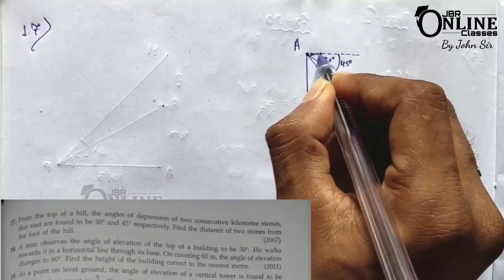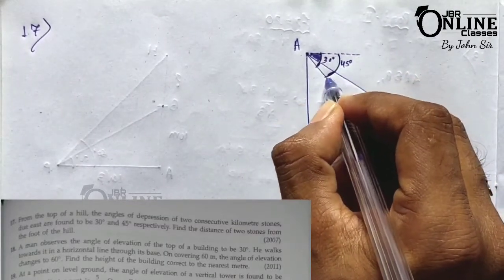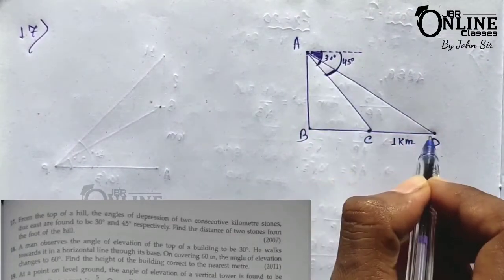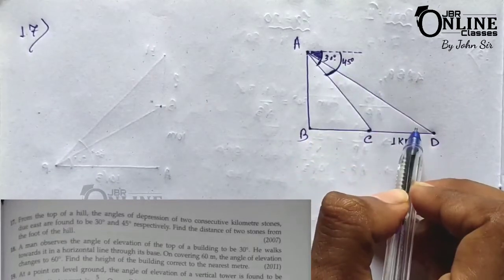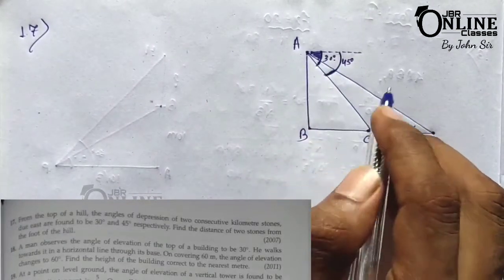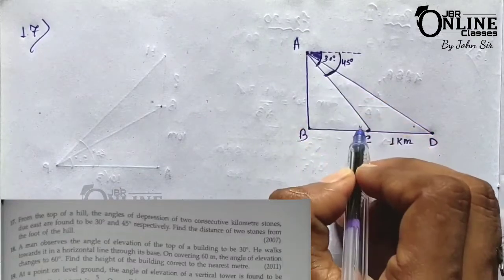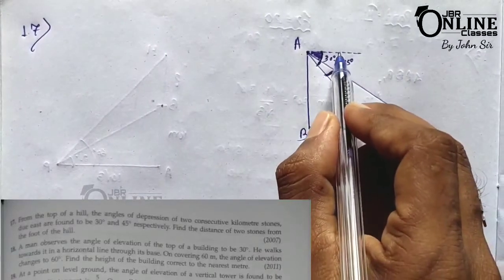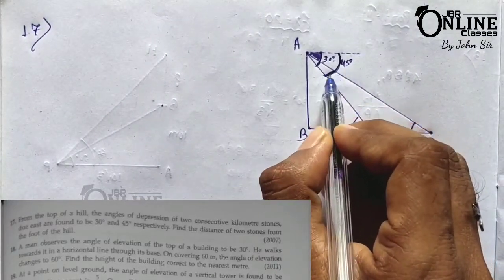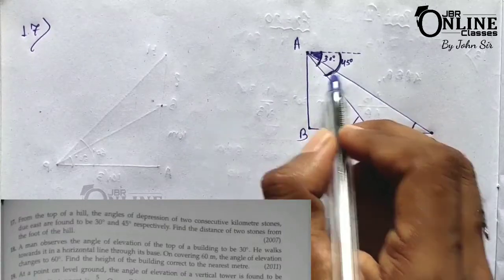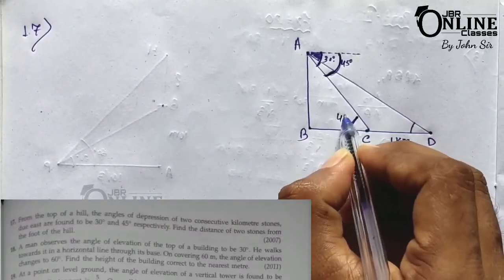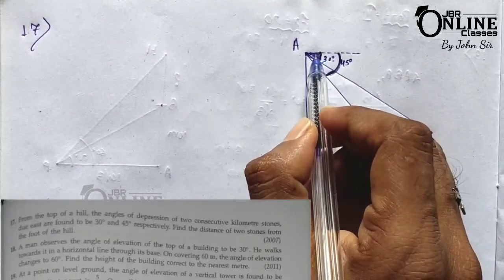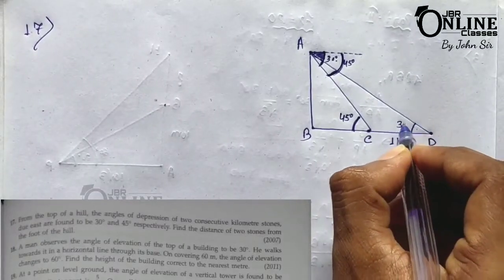So that is equal to 30 degree, the small angle, and the greater angle is 45 degree. As this line is parallel to BD, this angle is alternate to this one, and this small angle is alternate to this one. The greater angle, which is 45 degree, is the alternate angle of this one, so you can write here 45 degree. And this small angle is the alternate angle of this one, so write down here 30 degree.